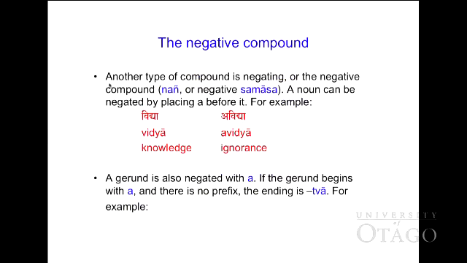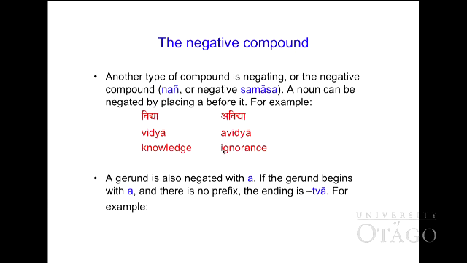The negative compound, another type of compound, is negating, or the negative compound, Nan Samasa. A noun can be negated by placing a before it. For example, vidya, knowledge. So we put another a in front of the word to negate. That is avidya, ignorance. Opposite to knowledge, ignorance is ignorance. A gerund is also negated with a. If the gerund begins with a consonant and there is no prefix, the ending is tva.